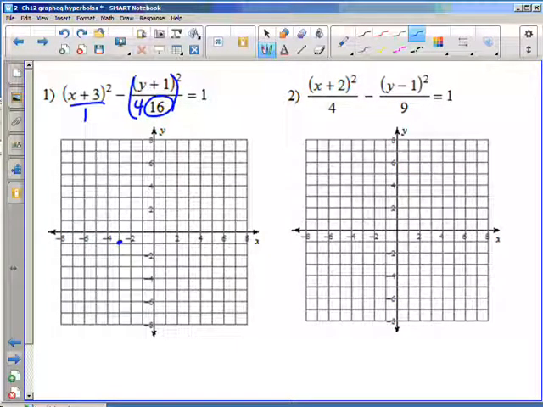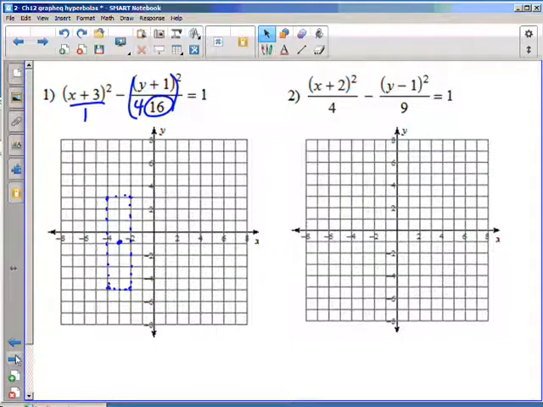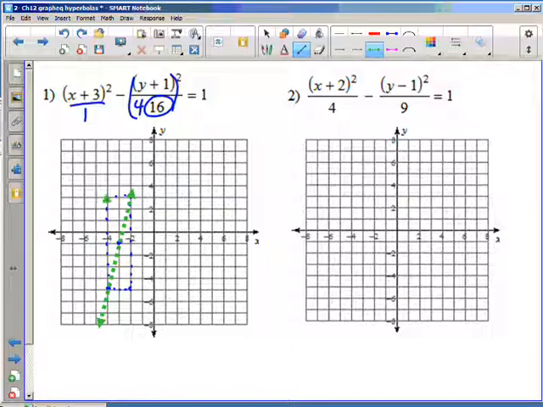From our center, we go up 4, right 1, down 4, right 1, and we can reflect those over. And this is a little box that we can use. Our graph will just touch this box. The actual graph I'll make in green opens horizontally along an asymptote that looks like these.